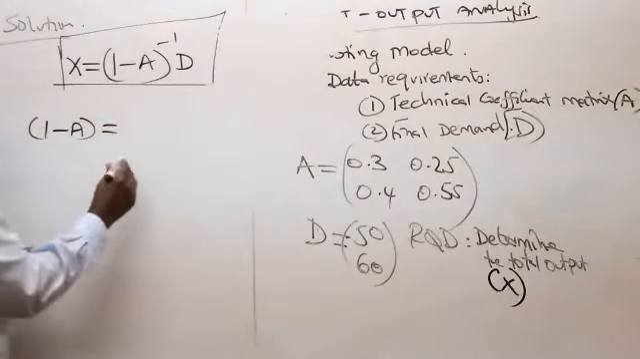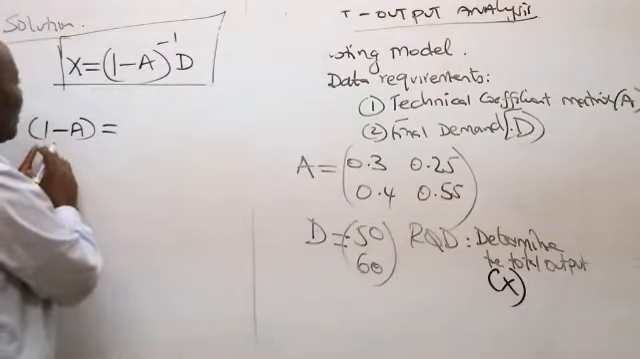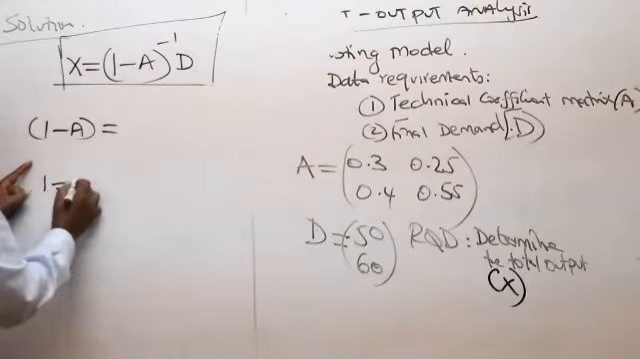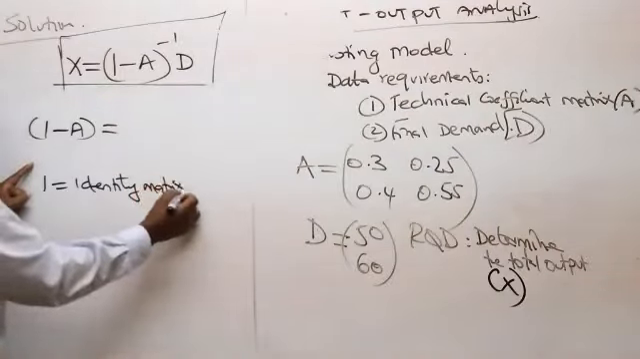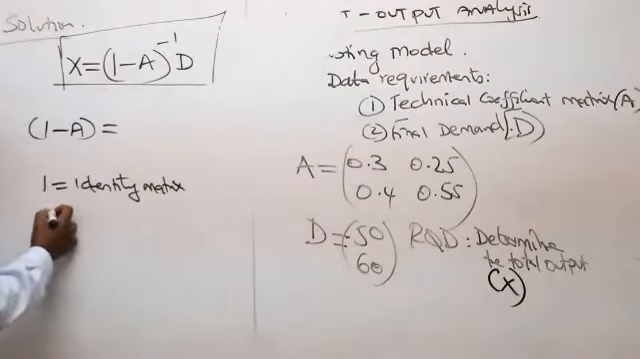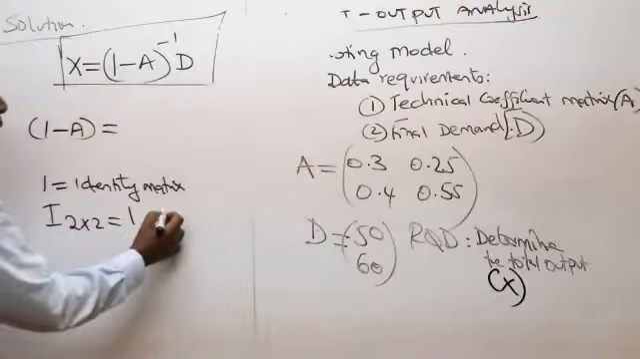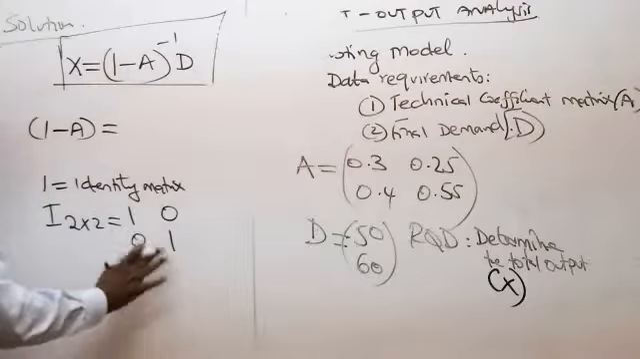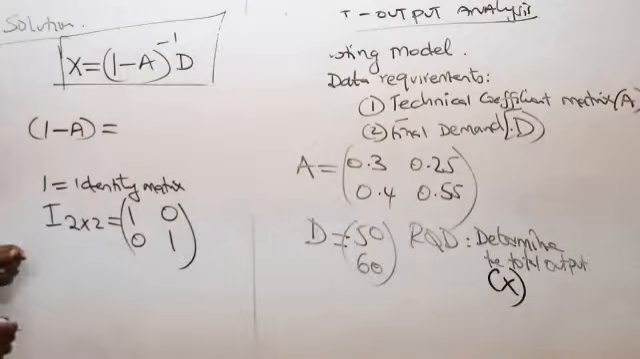So our I minus A will be, remember, if you watched your matrices very well, this is not one. This is called an identity matrix. Remember, an identity matrix, if it's a 2 by 2 identity, we talk of 1, 0, 0, 1. So 1, 1, and every other thing becomes 0, 0, 0, 0. This is identity 2 by 2.